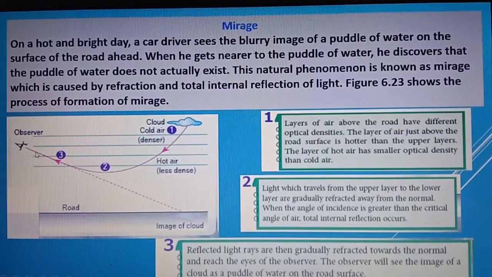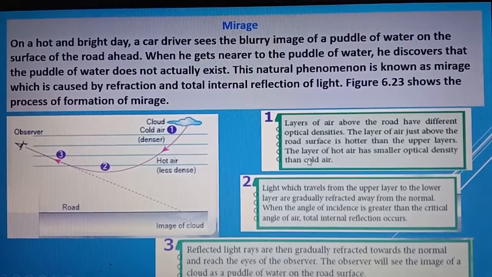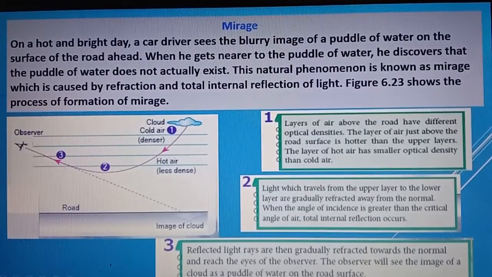So what happened here? Layers of air above the road have different optical densities. The layer of air just above the road surface is hotter than the upper layer. So the layer of hot air has a smaller density than the cold air. You can see the different densities of the layers of air. So when light travels through air of different densities, of course, it will experience refraction.